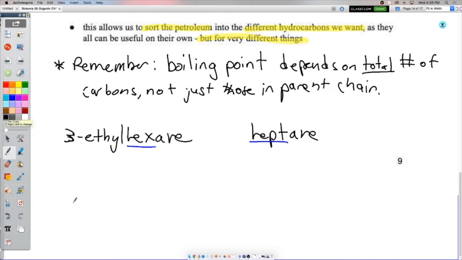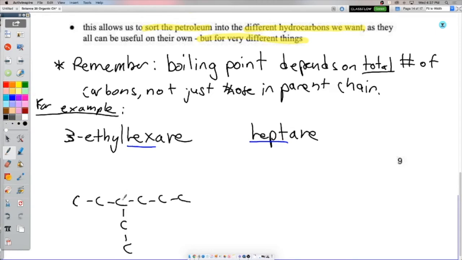I'll draw them out really quick so we can see. Okay, there's hexane, all single bonds. On the third carbon, there's an ethyl group. Ethyl means 2. Okay, and I could fill it in with hydrogens, but since we're just comparing number of carbons here, that's not going to matter. Let's do heptane really quick. So heptane, a little more straightforward, just 7 carbons. No branches or anything, just 1, 2, 3, 4, 5, 6, 7 carbons in one straight chain.